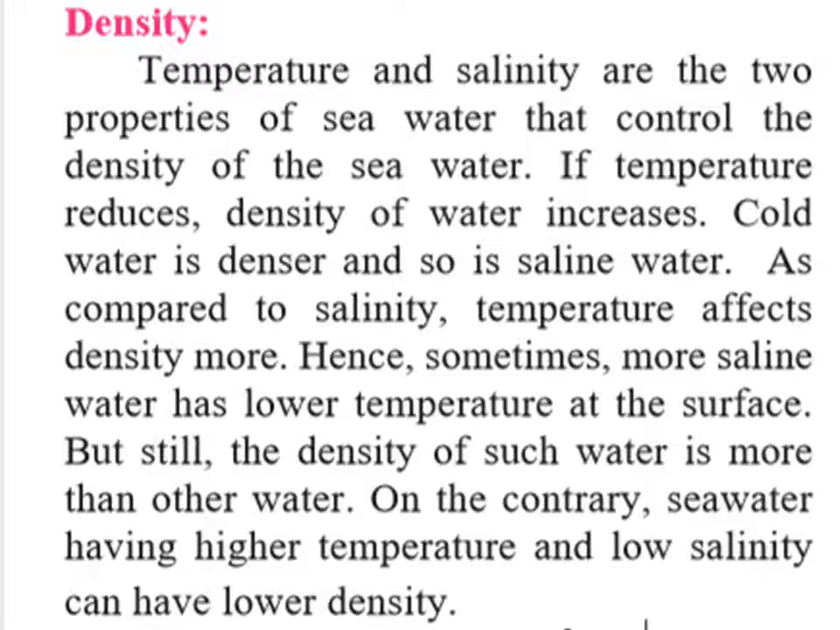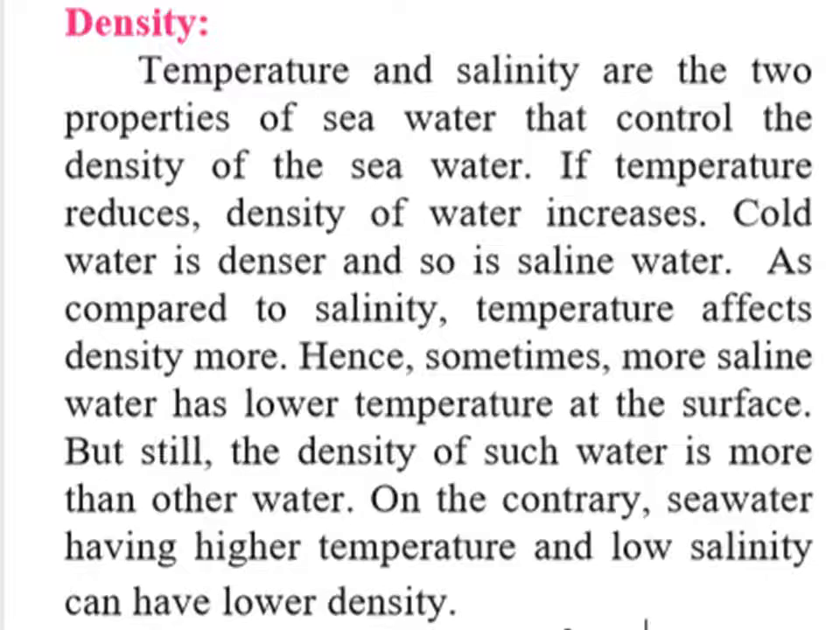Temperature and salinity are the two properties of seawater that control the density of the seawater. So what controls the density of the seawater? The temperature and the salinity. If the temperature reduces, density of water increases. Cold water is denser and so is saline water. It is very salty. As compared to salinity, temperature affects density more.